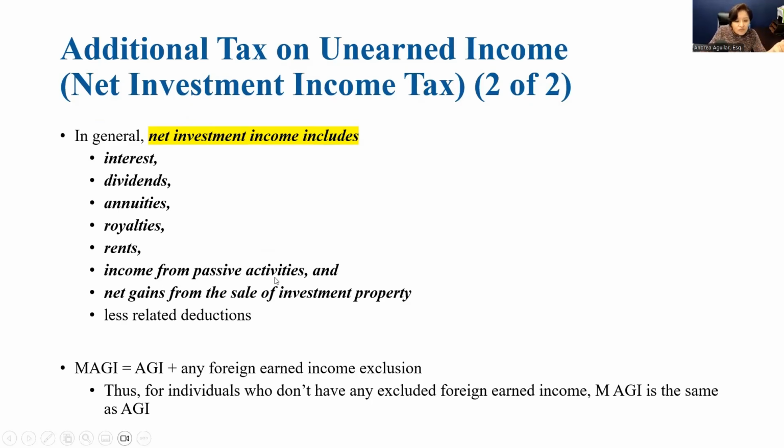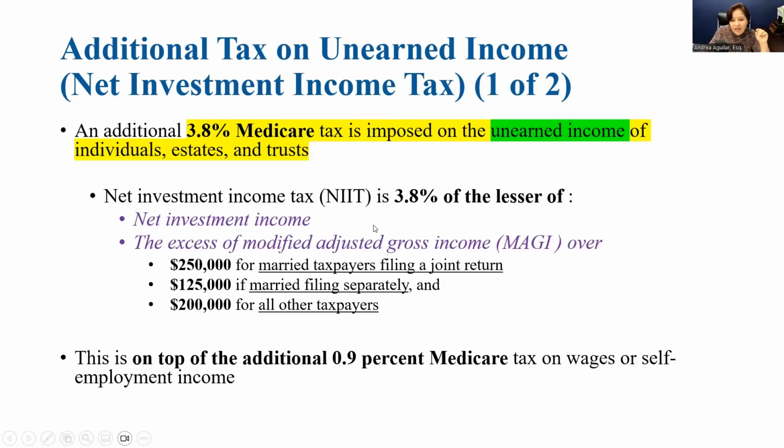And once you find those numbers, then you can apply the tax rate, 3.8% of the lesser of those amounts. What is your net investment income? What is the excess of MAGI over these thresholds? You compare those numbers and then you apply the tax rate, and that is your net investment income tax.